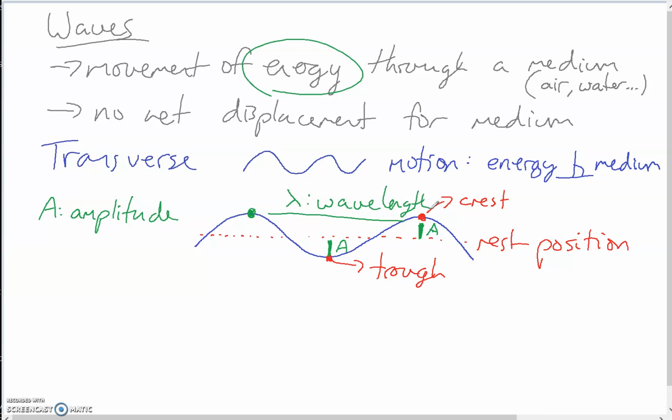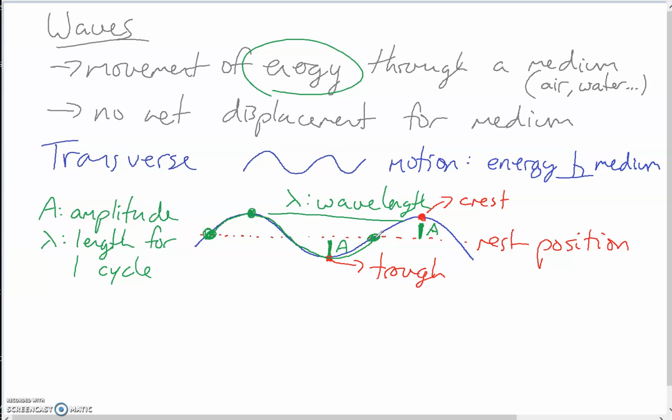So you've got the amplitude, which is the A, and you've got the lambda, and that's the length for one complete cycle, or the wavelength. It could be from crest to crest, it could be from trough to trough, it could be from this rest position all the way through to here. That would also be one wavelength. There's lots of different ways that you can label a wavelength.